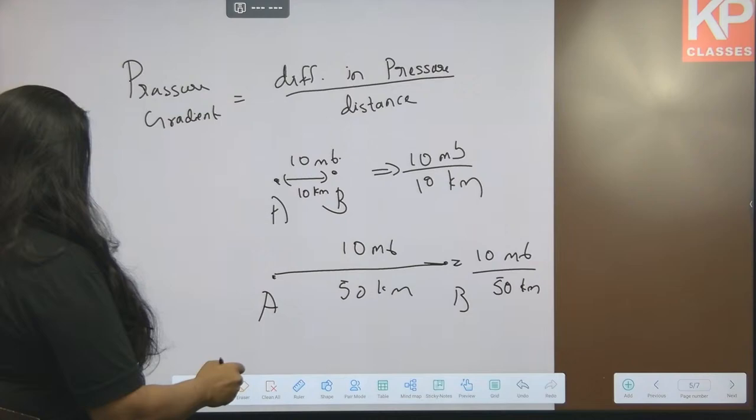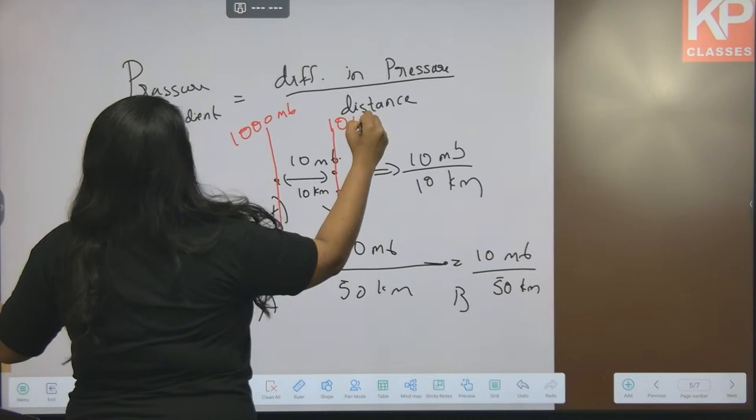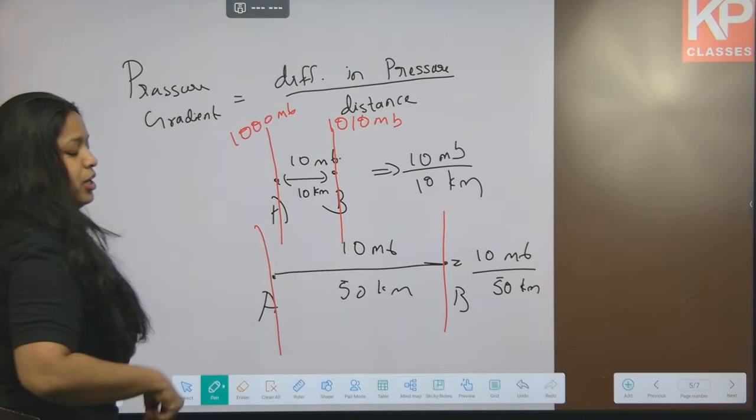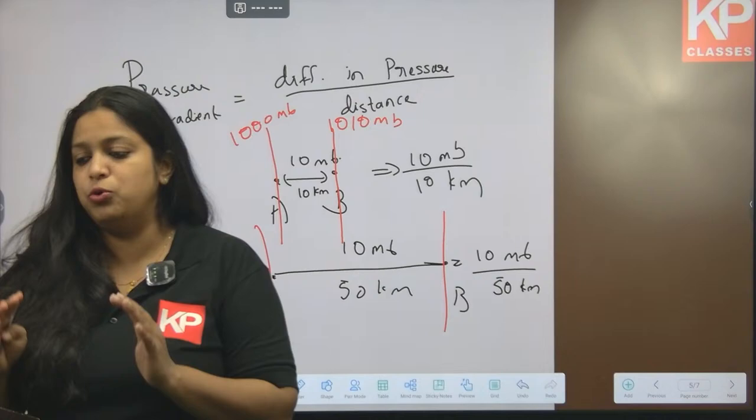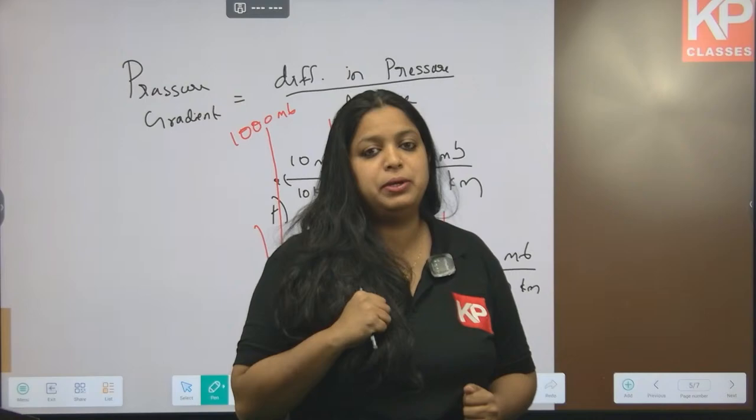Here I can draw the isobars for this condition. This can be the 1000 millibar isobar, and this is the 1010 millibar isobar. Here the isobars are at a distance of 50 kilometers. That means the narrower the isobars, or the closer the isobars are, the steeper or stronger the pressure gradient will be. The wider the isobars, the weaker or gentler the pressure gradient will be.